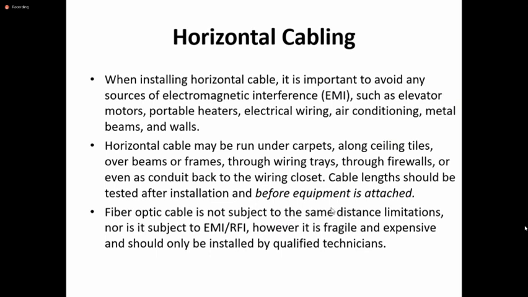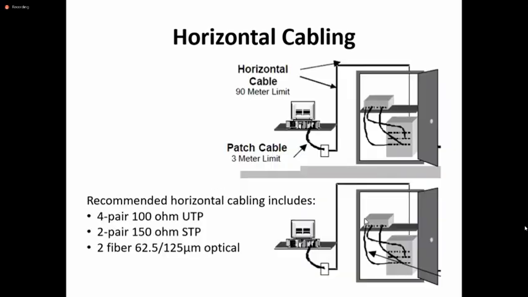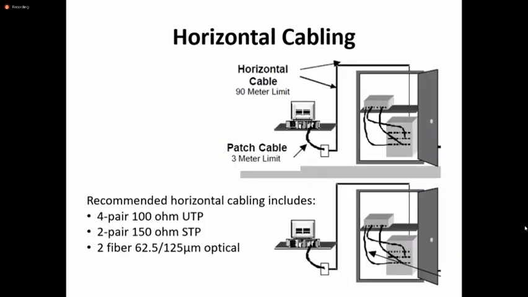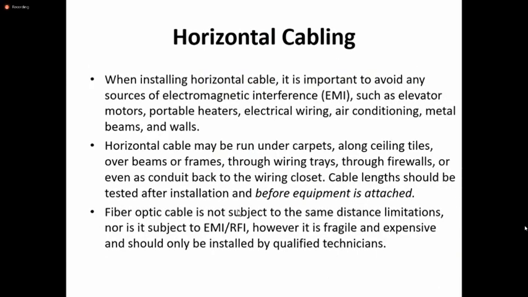Right. So fiber optic cable has a long distance limitation of 2000 meters, like 2 kilometers, right? So I think 1 kilometer, 2 kilometers, that is multi-mode fiber. Single mode, I think you can go more than that. However, it is fragile and expensive. Fragile means it can break easily, and it's more expensive than normal copper cables, right?